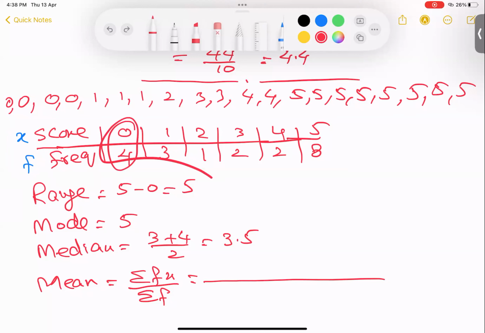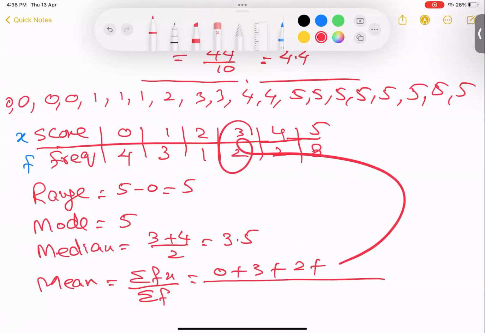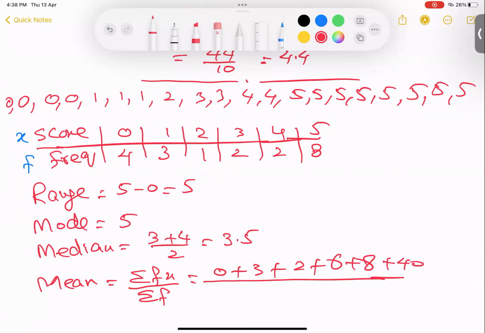So 0 into 4, I got 0. 3 ones are 3. 2 into 1, I got 2. 3 twos are 6. 4 twos are 8. 5 eights are 40, and divided by 20 is very clear. But you'll be surprised to know that behind the scenes the same job is going on. I'll show you. If you add, the answer finally comes 2.95.